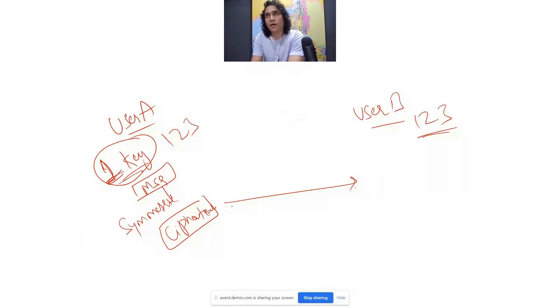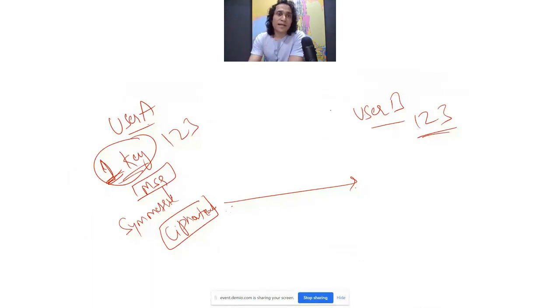All right. Now it is simple, it is very effective, and it is very fast because it is not very CPU intensive. So when you have bulk data that needs to be sent from one system to another system, symmetric encryption is the one that is used most of the time. But there are some challenges with this method of encryption.